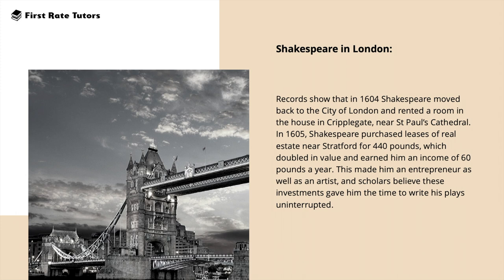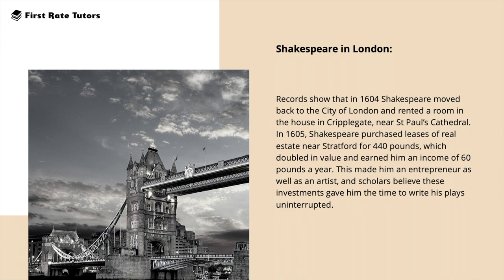Now, records show that in 1604, Shakespeare moved back to the City of London and rented a room in a house in Cripplegate near St. Paul's Cathedral. In 1605, Shakespeare purchased leases of real estate near Stratford for £440, which doubled in value and earned him an income of £60 a year, which was quite a lot of money at the time.